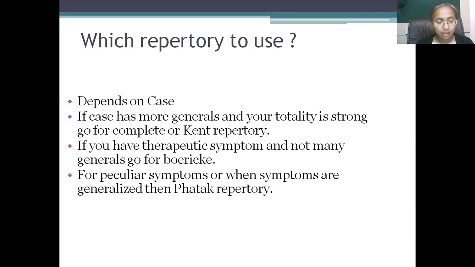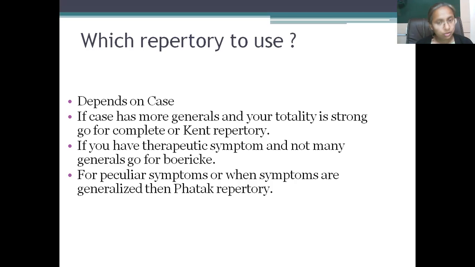So now the question is which repertory to use. So I would say that it depends on the case. Just like in homeopathy, we say that every individual is different, he needs different remedies. I would say every case needs a different approach. You can't have one approach and solve all cases. That doesn't happen. You need many approaches. So you need many repertories also.